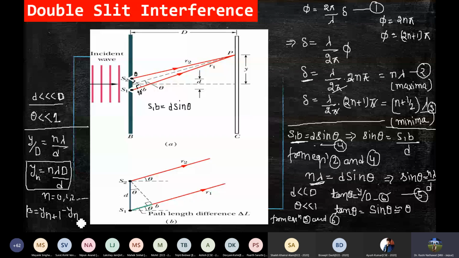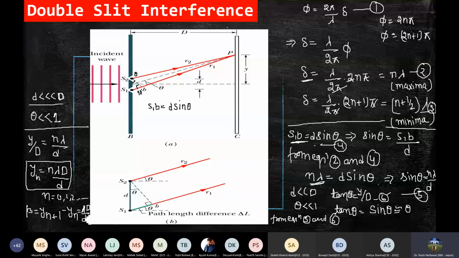There is an nth fringe, and then there is an (n plus 1)th fringe. So what will be the difference when you put the values n plus 1 and n here? Can you calculate it? Lambda D by d. Very good, lambda D by d. So you can see here the fringe width is not depending on anything. This is the expression of the fringe.